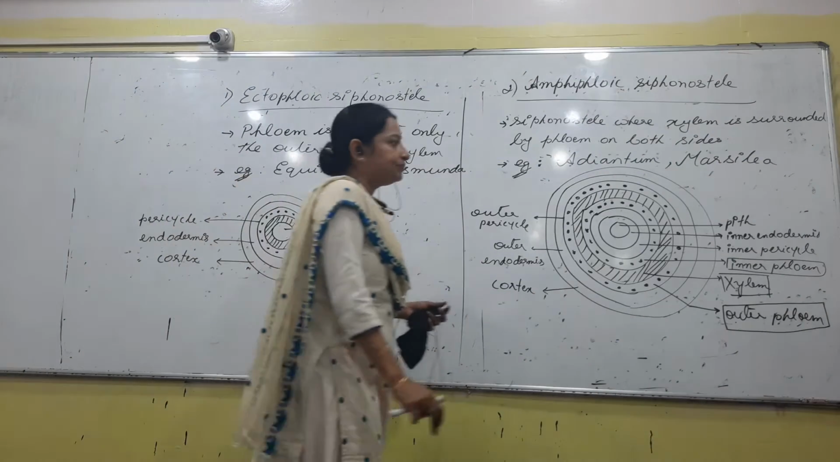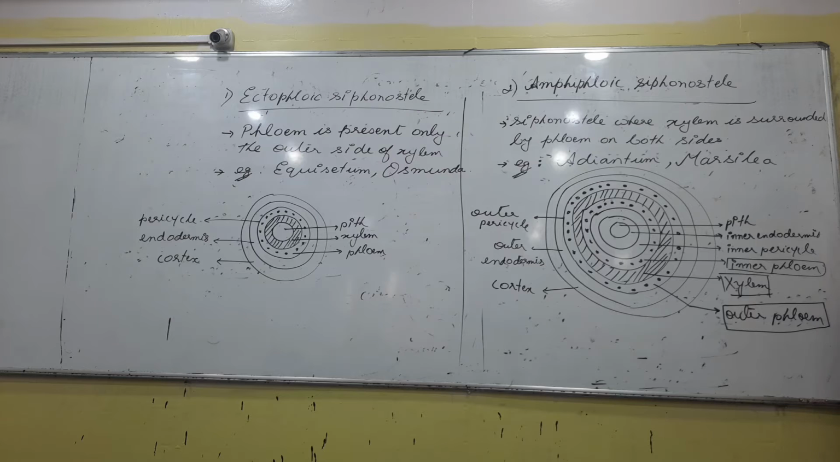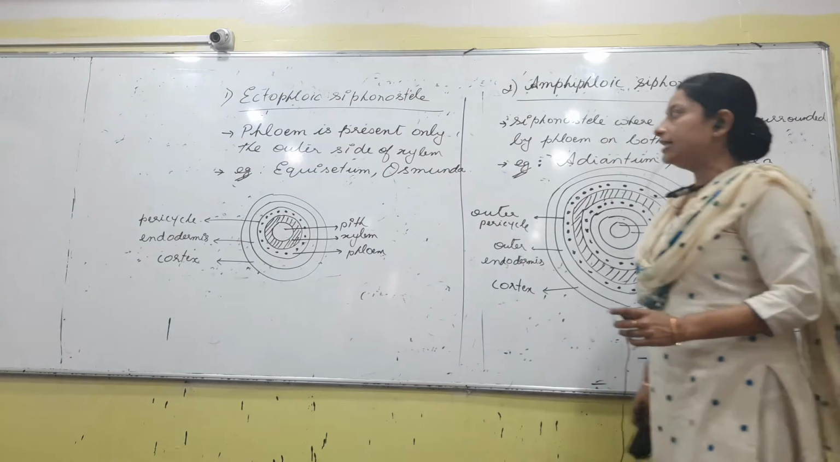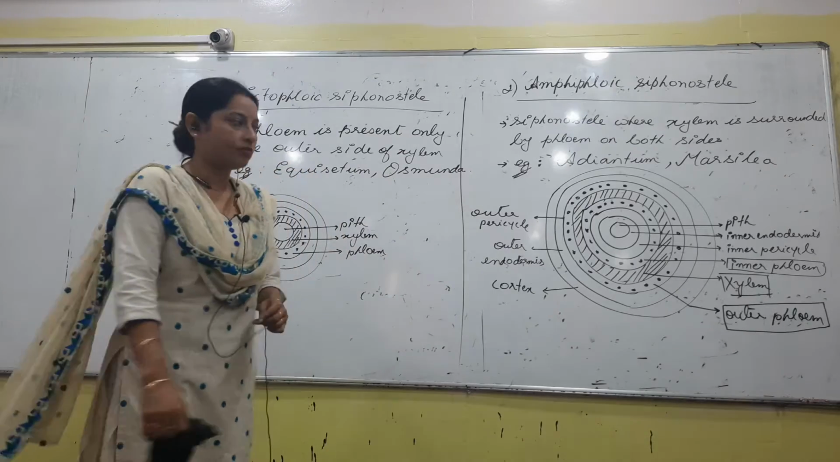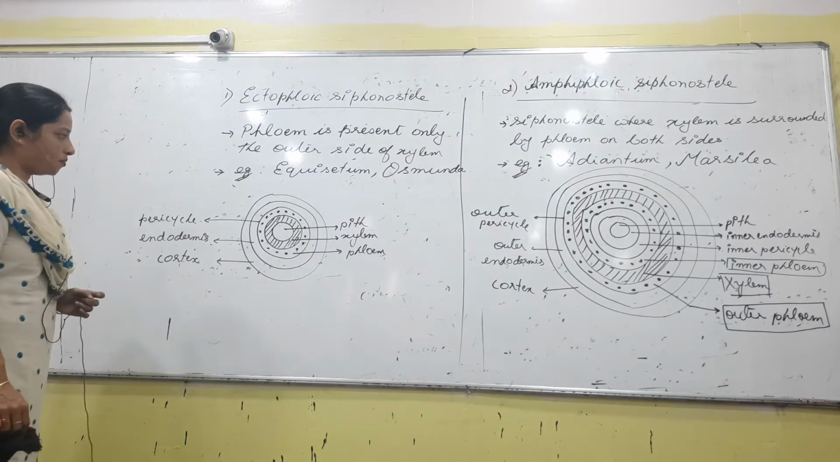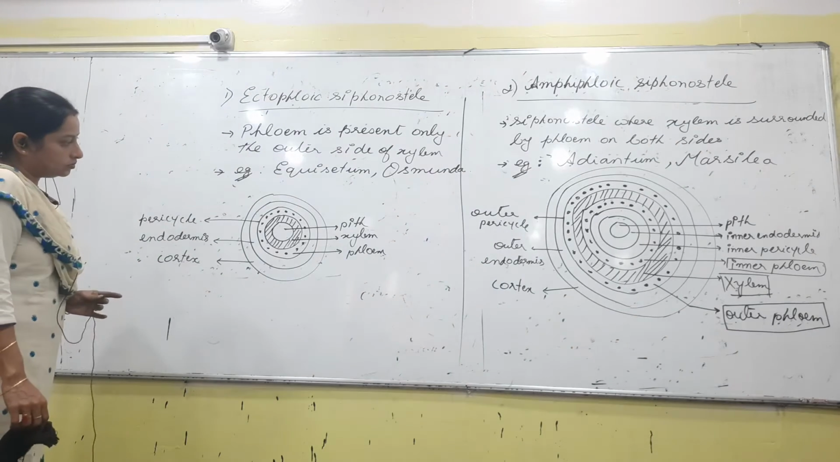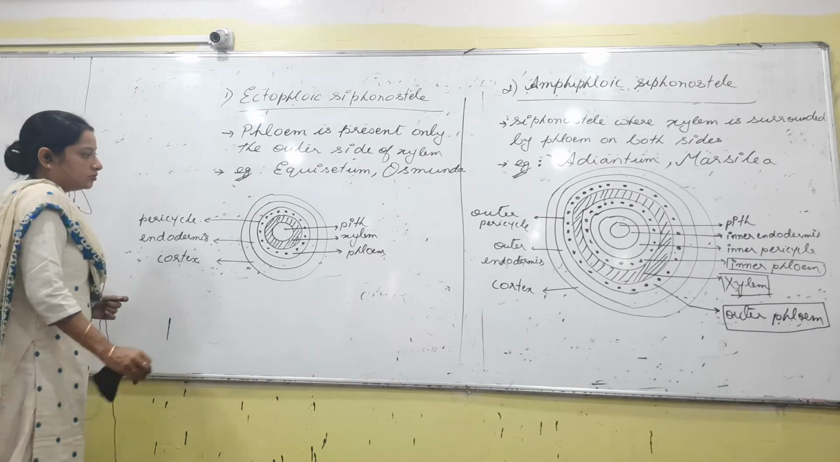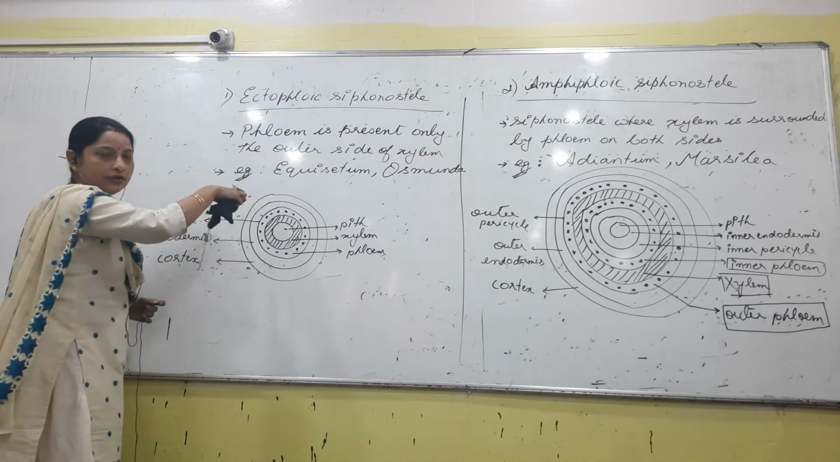Draw what has been shown. If this is over, write number 3, Solenostele. Is this over?